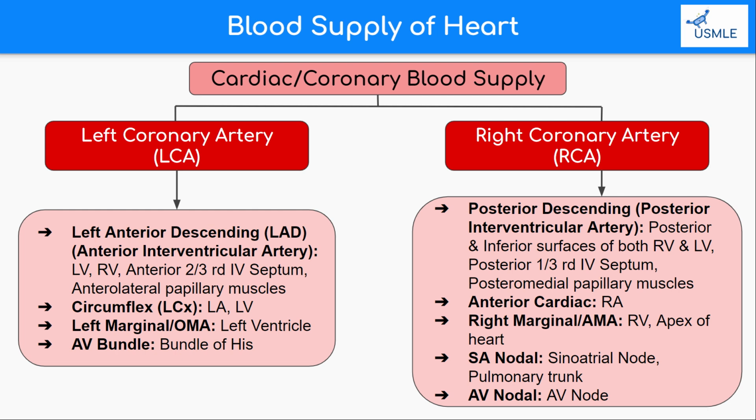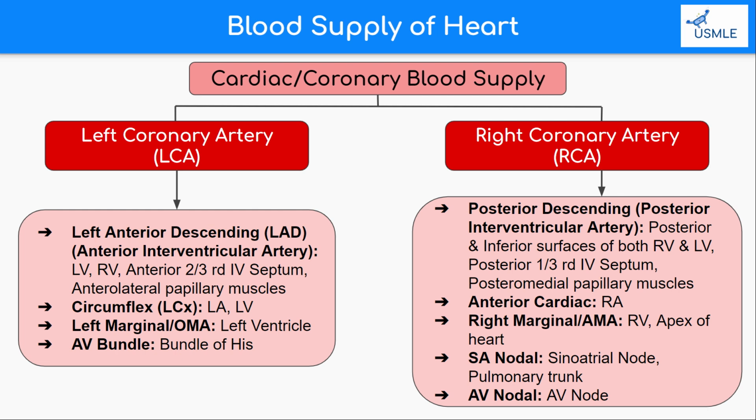The key blood vessels supplying the heart are the left coronary artery and the right coronary artery. The left coronary artery has four important branches, namely the left anterior descending artery, also called the anterior interventricular artery, the circumflex artery, the left marginal or obtuse marginal artery, and the artery to the AV bundle.